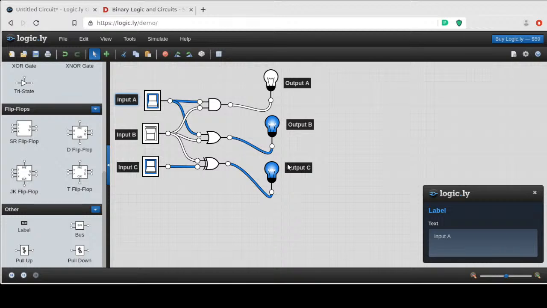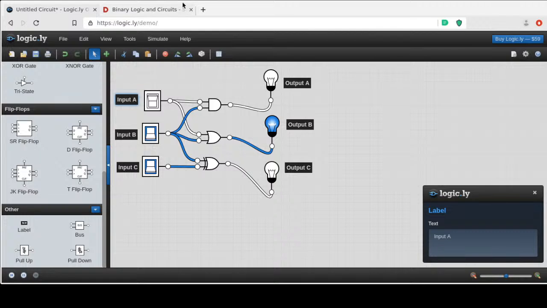All right, and another question. I think I've got three or four of these. I don't remember now. But in another question, I would say, okay, now I have input A off, input B on, and input C on. Okay, so A is off, B is on, and C is on.